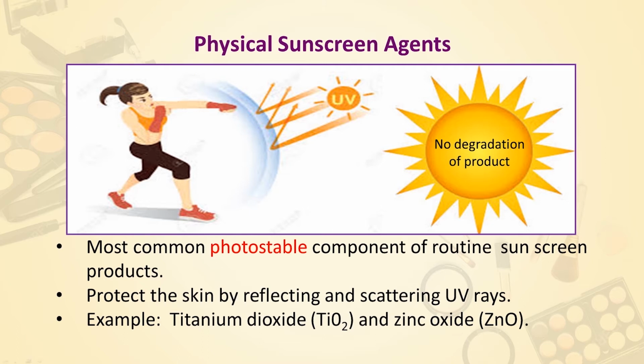Physical sunscreen agents are the most common photostable component of routine sunscreen products, and they protect the skin by reflecting and scattering the ultraviolet rays. Titanium dioxide and zinc oxide are the agents which are used as physical sunscreen agents.